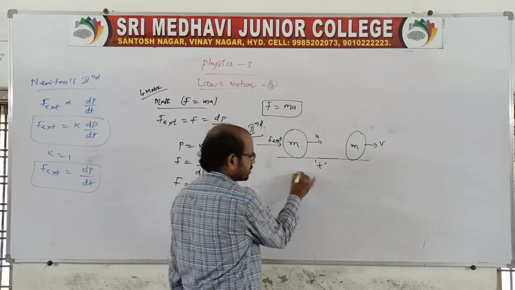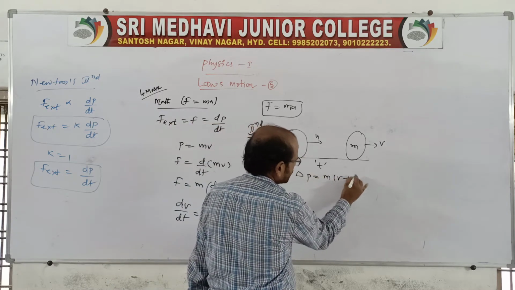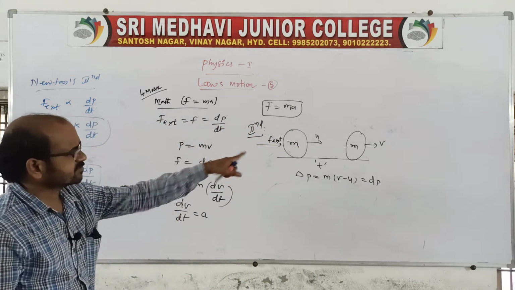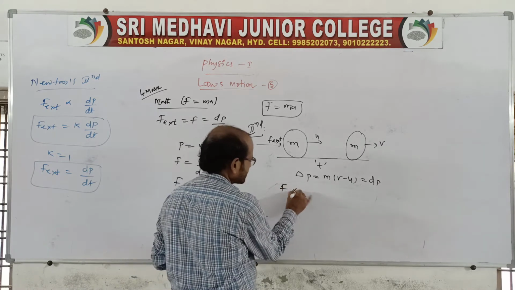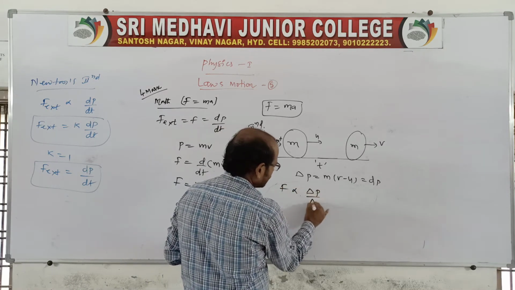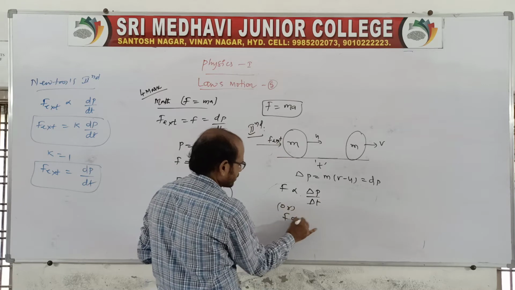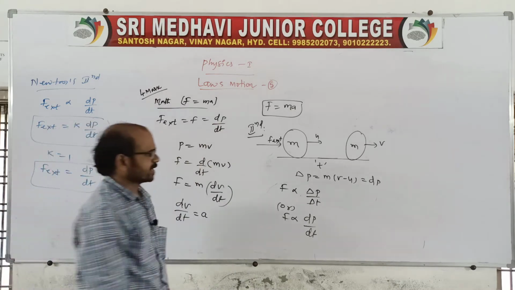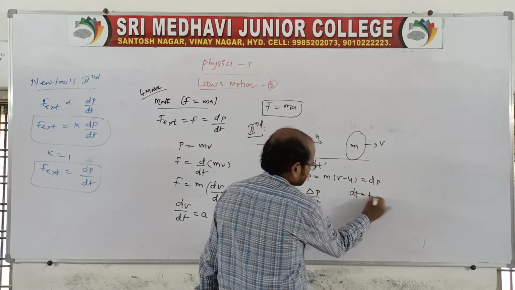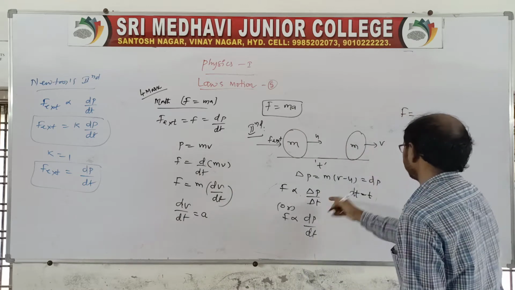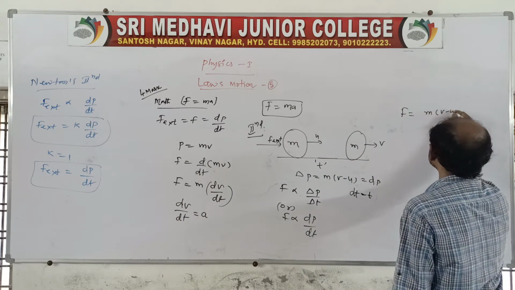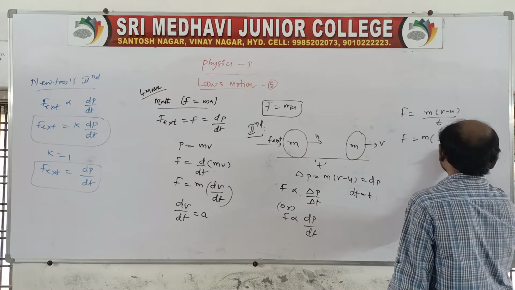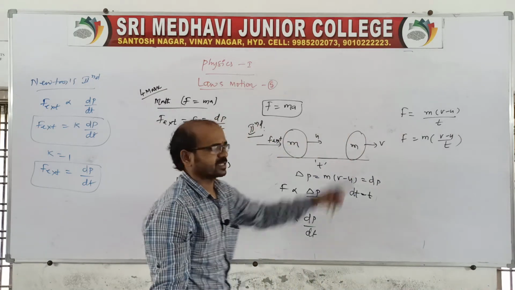Then the change in momentum, delta p, is equal to m into (v minus u), or you say dp also, no problem. Everything is the same. In terms of this, F external is directly proportional to delta p by delta t, or F external is directly proportional to dp by dt also, no problem. You write delta p or dp, substitute, and take dt as t. Then F is equal to m into (v minus u) by t. We can take the expression like this also.